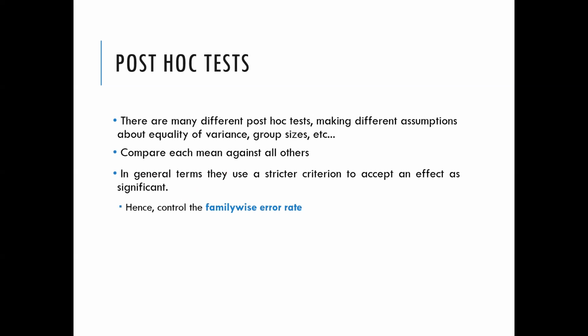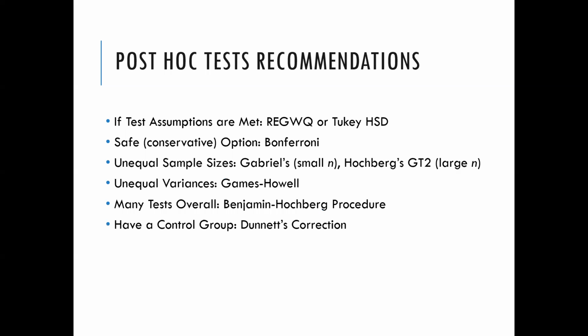There are many different post-hoc tests, and they all make different assumptions about equality of variance and group sizes, and they all compare each mean against all others. In general terms, they use a stricter criterion to accept an effect as significant. And so they all control for the family-wise error rate.